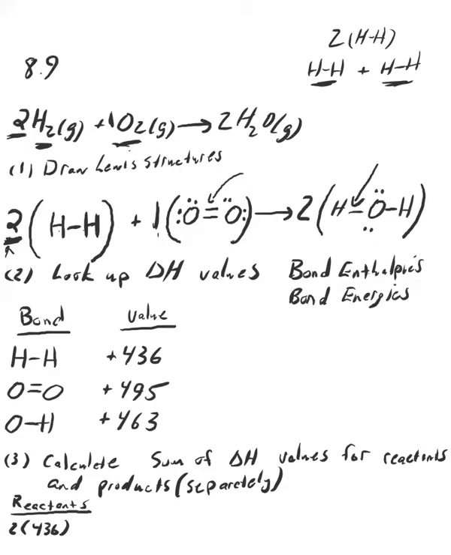Now, there's only a 1 here, so that's easy. O double bond O is 495. So there's our reactants. So it looks like it's 2 times 436, which is 872, right? Plus 495. So it's 1367. I'm going to leave the units out just because I don't have enough room here. Now you do the products.